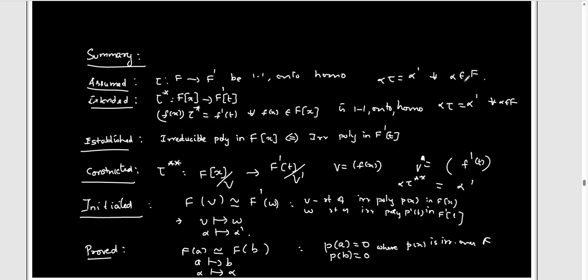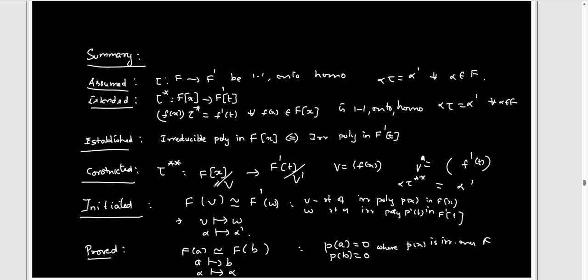This is our assumption. And from that we extended this to tau star from F[x] to F prime[t], which was defined in this way. And it is a 1 to 1 onto homomorphism, and it takes the base field element alpha to alpha prime. And then we established that an irreducible polynomial in F[x] means an irreducible polynomial in F prime[t] and vice versa.